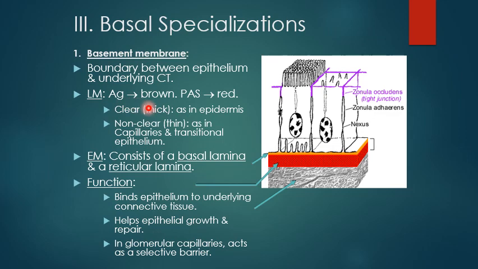It's stained with silver, appearing brown, and with PAS, appearing red. It is clear and thick in the epidermis, and not clear in the urinary bladder. By EM, it is formed of the basal lamina and the reticular lamina. The basal lamina is the part related to the epithelium, while the reticular lamina is the part related to the underlying connective tissue. What is the function of the basement membrane? It binds the epithelium to the underlying connective tissue, helps epithelial growth and repair, and in the glomerular capillaries acts as a selective barrier.